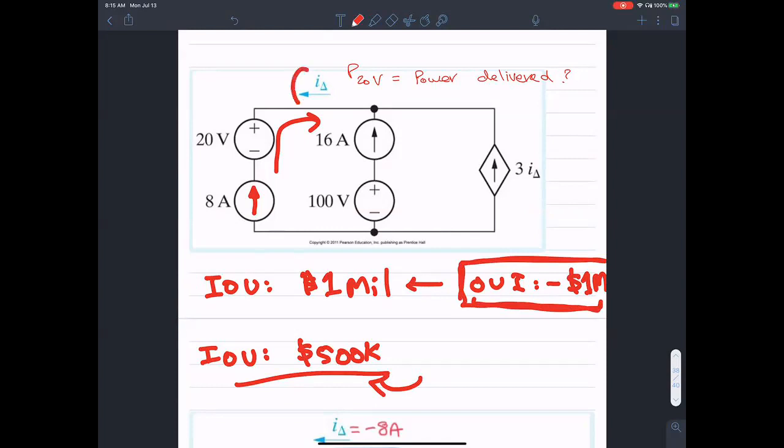That's exactly this I delta, okay? The physical reality is that the current is going up and I delta is just a variable. That's an equivalent statement. It's not a real current. It's a variable that I use to solve for currents, okay? And that's the reason why when you solve it, you get a value of negative 8 amperes for I delta.